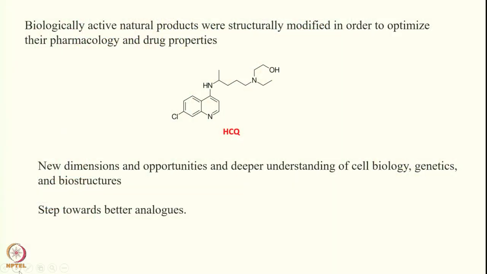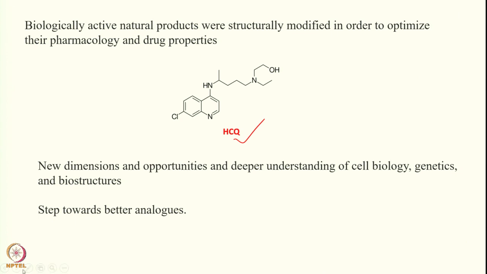It is a biologically active natural product, but structurally modified in order to optimize its pharmacology and drug properties. One of the modifications is hydroxychloroquine. Some chemical modification came, lots of tests came, and this was found to be very good for fever and all those. So, this opens a new dimension and opportunity for deeper understanding of cell biology, genetics and biostructure, and one can make a better analog starting from the natural compound like quinine.